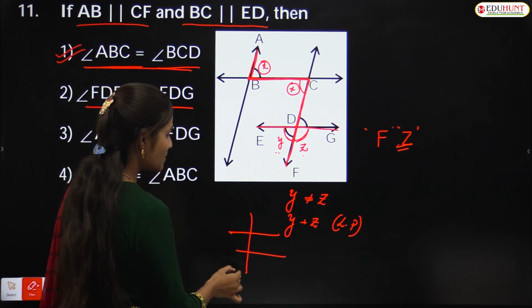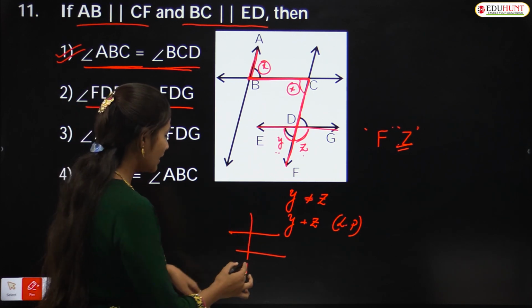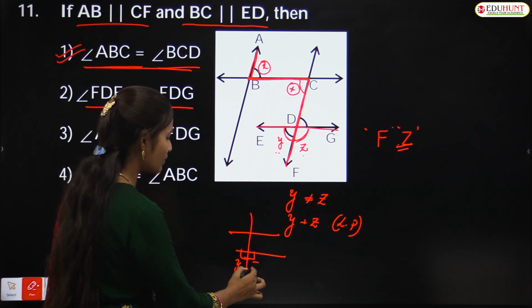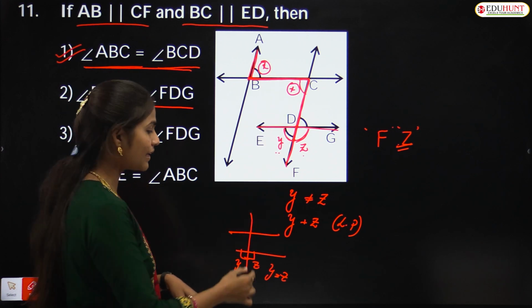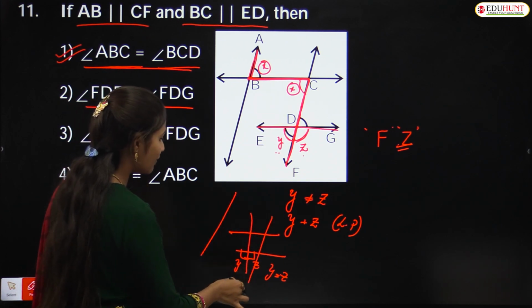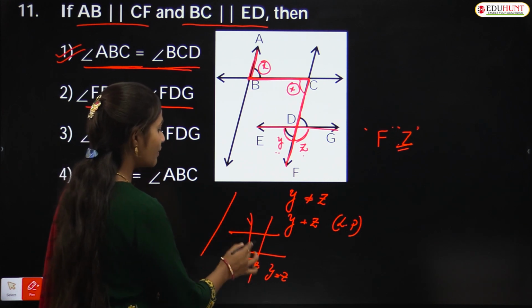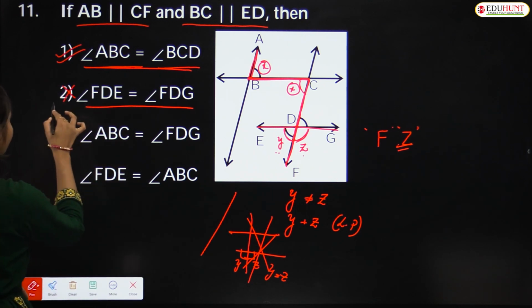If this transversal is a perpendicular line, in this case we can say that y is equal to z. But here this is not a perpendicular line, it is just one of the normal straight lines they gave. That's why we can't say that y is equal to z. So option 2 is wrong.